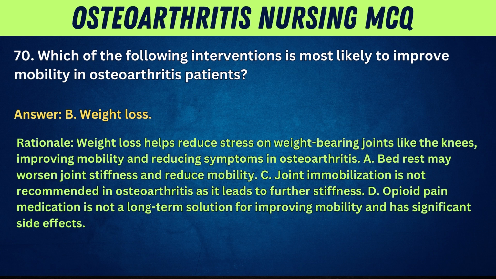symptoms in osteoarthritis. A. Bed rest may worsen joint stiffness and reduce mobility. C. Joint immobilization is not recommended in osteoarthritis as it leads to further stiffness. D. Opioid pain medication is not a long-term solution for improving mobility and has significant side effects.